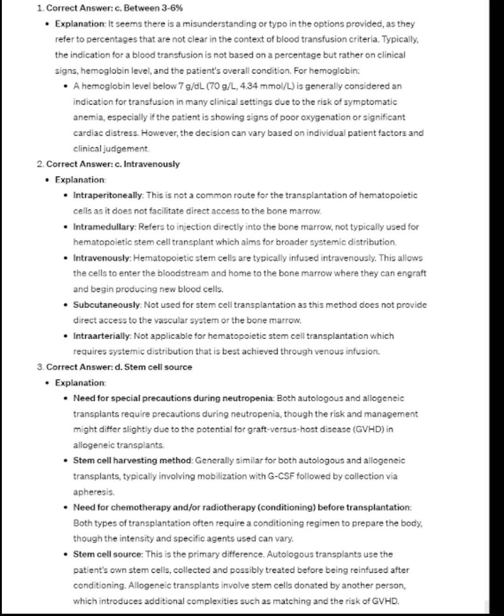Stem cell source. This is the primary difference. Autologous transplants use the patient's own stem cells, collected and possibly treated before being reinfused after conditioning. Allogeneic transplants involve stem cells donated by another person, which introduces additional complexities such as matching and the risk of GVHD.